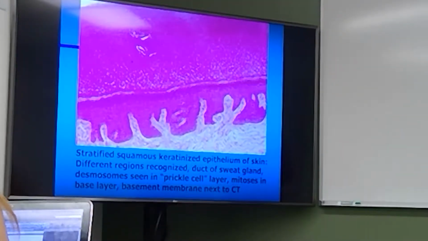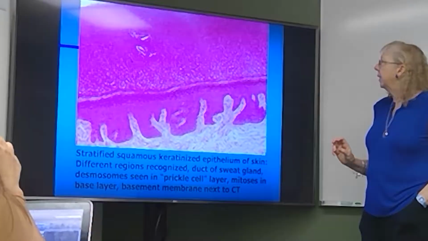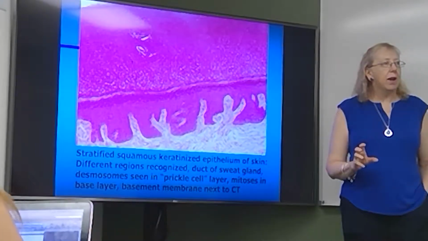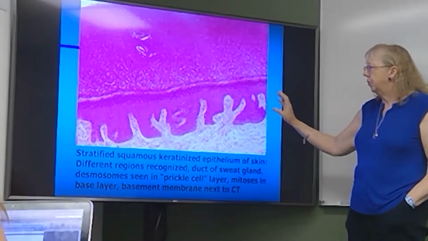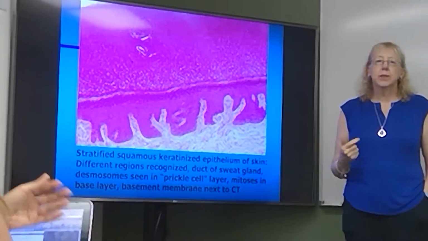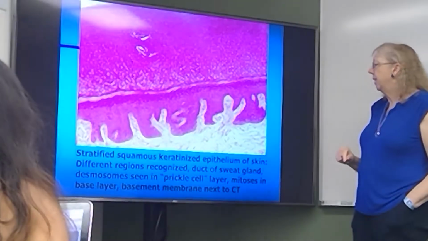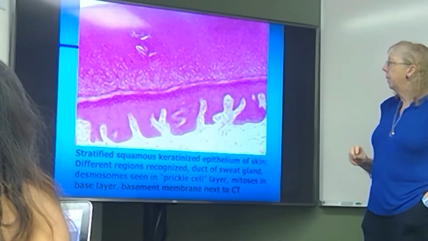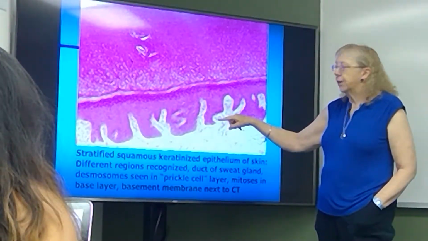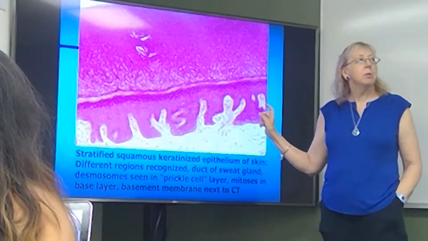Now we go to the other extreme, and we had stratified, squamous, keratinized epithelium on the skin. Different regions have been recognized based on their histological features. So when we go in to study integument, the skin, we'll learn all about these layers and that sort of thing. But basically, the layer of cells that connects to the connective tissue are the cells that are still capable of dividing.